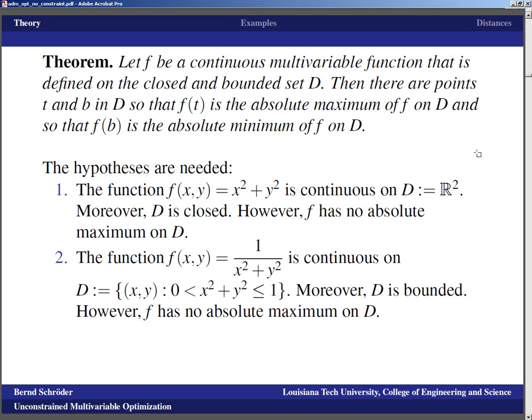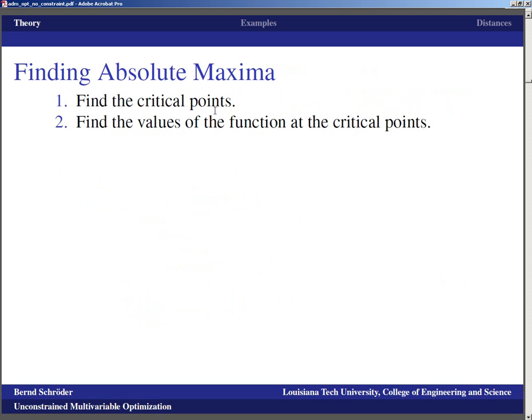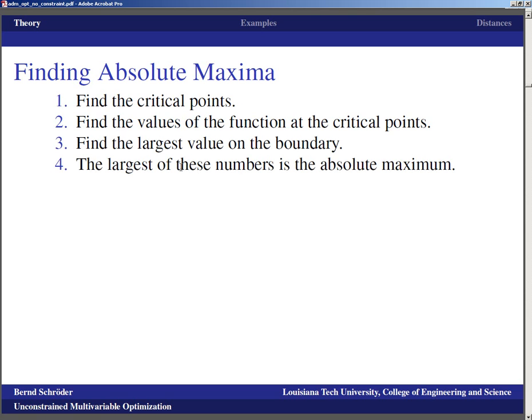Okay, we're not going to prove this theorem, because that certainly requires deeper machinery, and that means we are going to start with examples as soon as we remind ourselves of what the process of finding absolute maxima is. Well, what would we need to do? We need to find the critical points, because those could be relative maxima or minima. We need to find the values of the function at those critical points. That way we know which relative extrema are really high or really low. We need to find the largest value on the boundary. And the largest of these numbers is the absolute maximum.